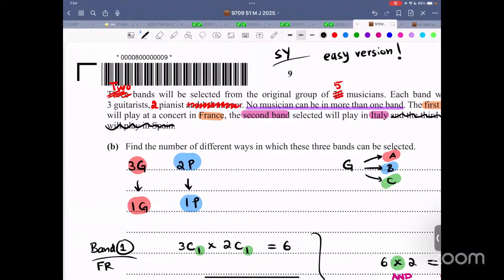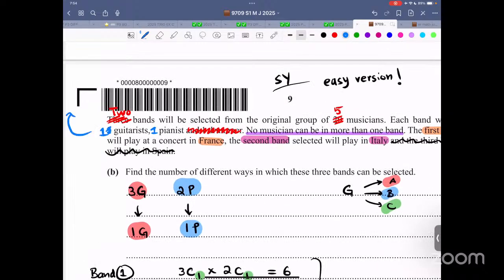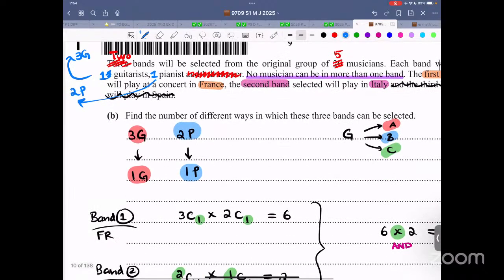So no, I'm changing this. Where is my eraser? There it is. Now over here, I'll be needing 1 guitarist and 1 pianist, so 1 guitarist out of 3 and 1 pianist out of 2 pianists. That is the data written over here: 3 guitarists, I need 1; 2 pianists, I need 1.